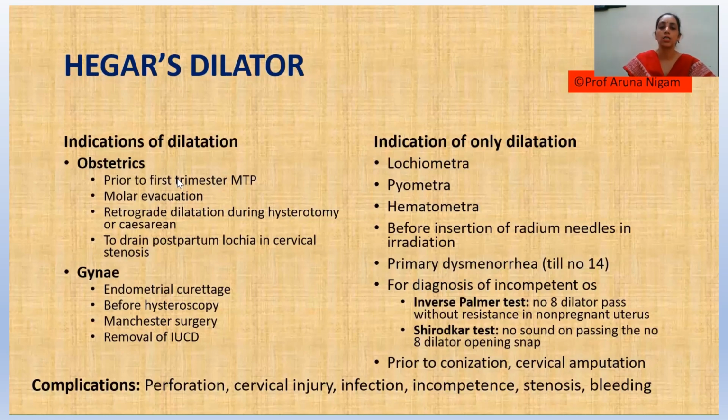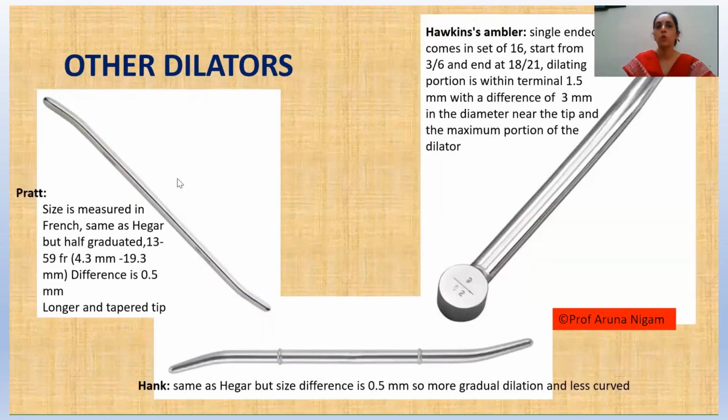Another indication is prior to conization or cervical amputation, we do the dilatation so as to prevent later on the fibrosis, stenosis due to fibrosis. What are the complications which can occur due to it? Perforation. Perforation occurs generally when you do it in a wrong manner and you try to reach till the fundus. Cervical injury, infections if you don't use all disinfection, sterilization procedures, incompetence, stenosis, and bleeding.